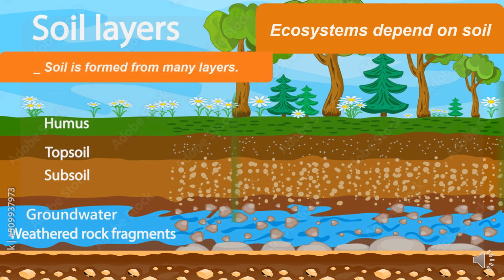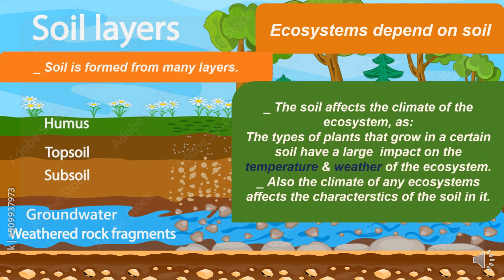And now, primary 6, as we said before, soil is formed from many layers. It's not just one layer, as it consists of many layers under each other. The soil affects the climate of the ecosystem. If I ask you how the soil has such a big effect on the ecosystem, number 1, I would tell you that the type of plant that grows in a certain area or in a certain soil has a large effect on the temperature and on the weather of the ecosystem.